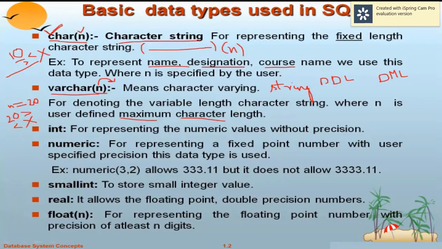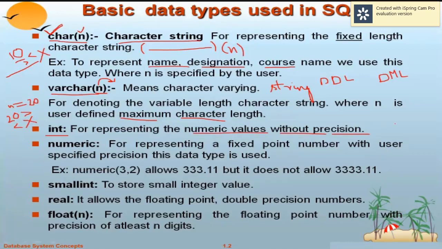Okay, so it is accepting the variable character string but of maximum length 20. That is so clear. Next one is int. You know what the int is, right? So int is nothing but the representation of numeric values without precision.